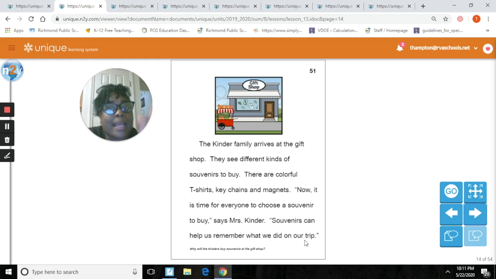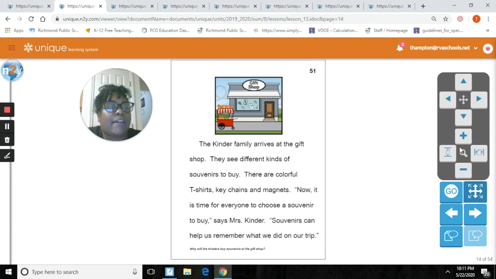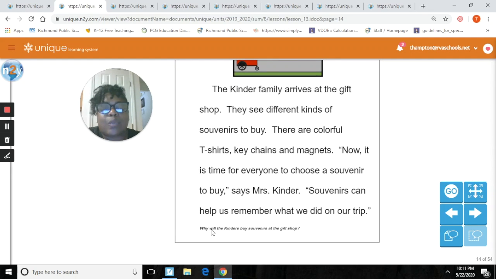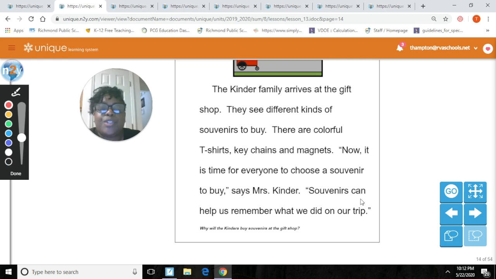So now let's think about our objective, right? What was our objective? I will remember what the Kinder family chooses to buy at the gift shop. Okay? All right. So let's make our focus statement here a little bit bigger at the bottom so we can see what it wants us to do. It says, why will the Kinders buy souvenirs at the gift shop? Now, did you say souvenirs can help us remember what we did on our trip?